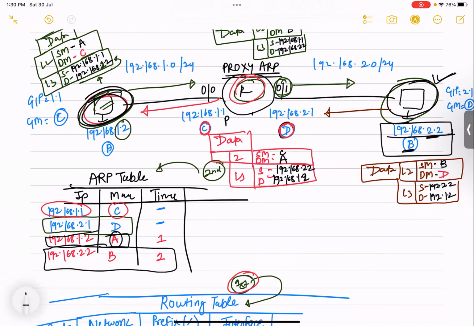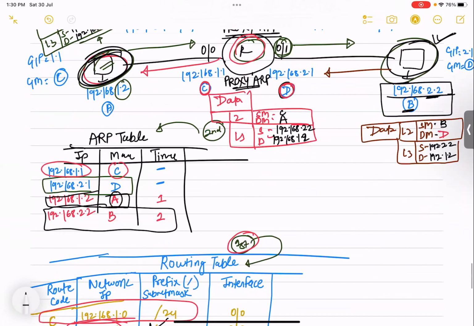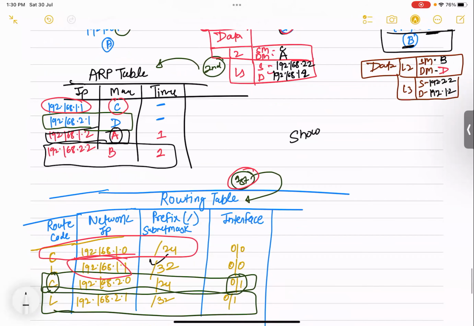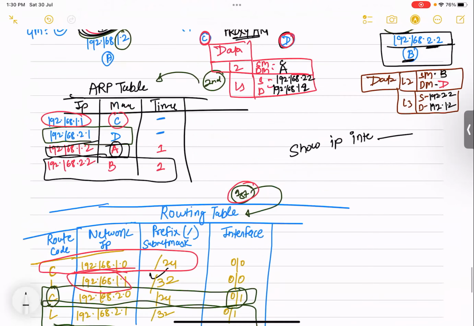So the router again will do which task? Proxy ARP. By default, proxy ARP is enabled on every router interface. If you want to verify, the command is show ip interface with the interface number. Clear? Then proxy ARP is available. Any doubt for packet flow? No. Now next thing.